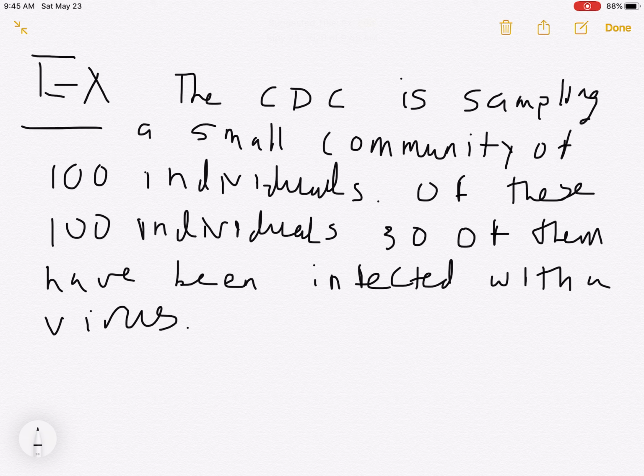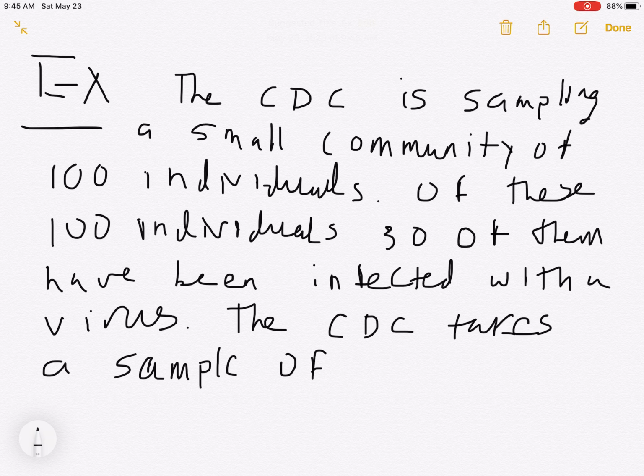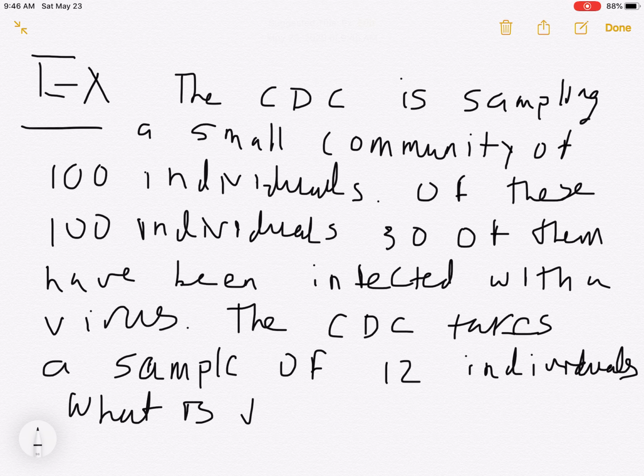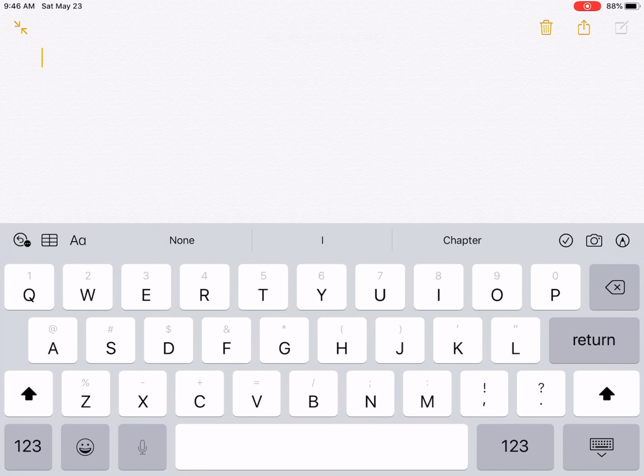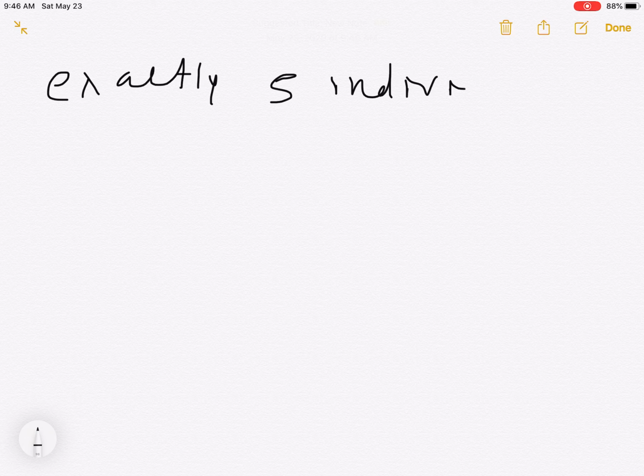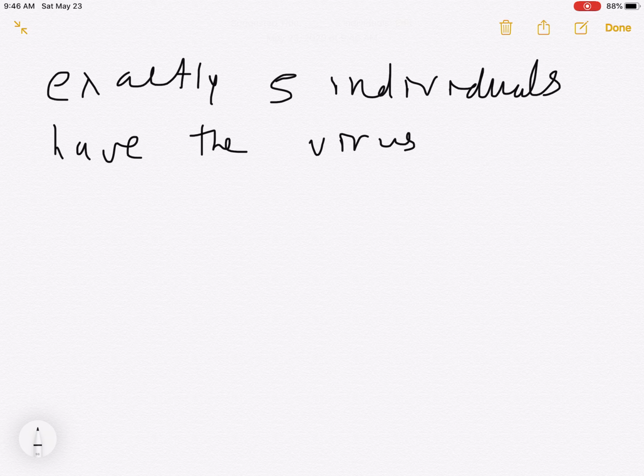And the CDC takes a sample of 12 individuals. Okay. What is the probability that exactly 5 individuals have the virus or disease?